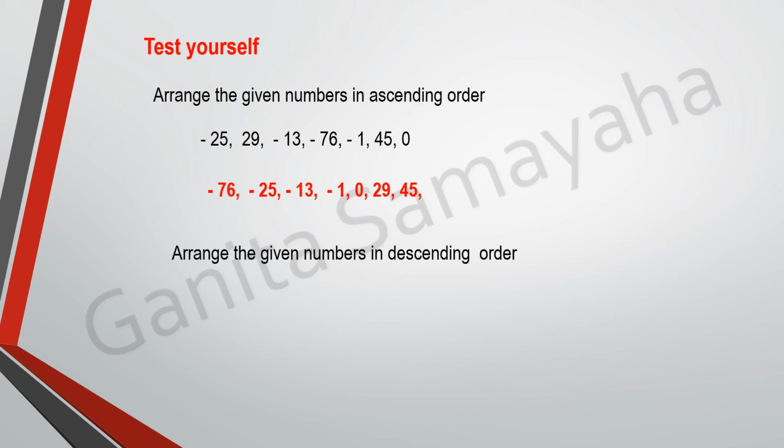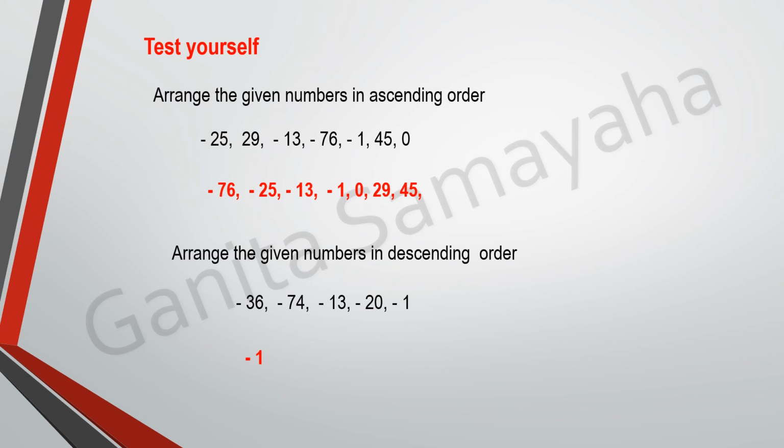Now in descending order. Arrange the given numbers in descending order. So these are the ones. Do we have any positive ones here? No positive. All are negative. So we should find out which is the highest negative number. The highest negative number will be the one with the least number if you consider it without the sign. That will be the highest one. Okay. So which is the highest?